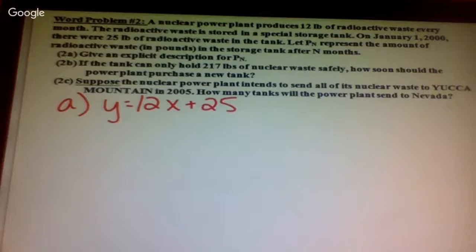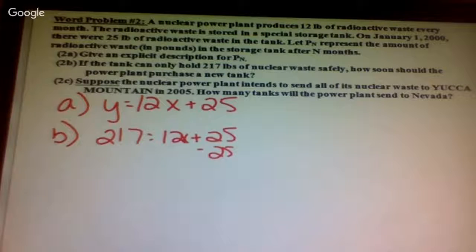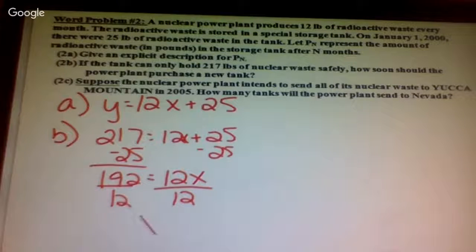If the tank can only hold 217 pounds safely, how soon should the power plant purchase a new tank? Where does 217 go in? Y. 217 equals 12x plus 25. What happens first? Subtract 25. That's going to give me 192 equals 12x. Divide by 12. You get 16. So this is 16 months, or 1 year and 4 months.